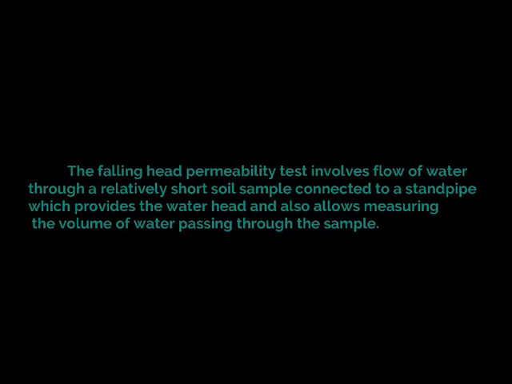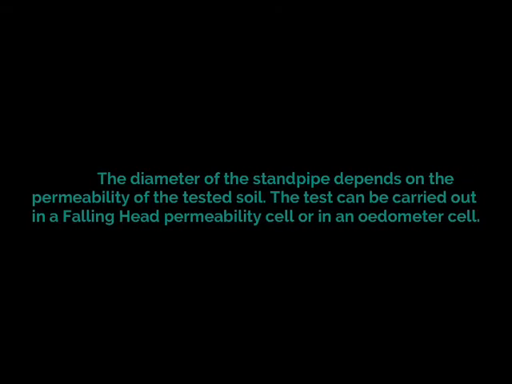Falling head permeability test involves flow of water through a relatively short soil sample connected to a standpipe which provides the water head and also measures the volume of water passing through the sample. The diameter of the standpipe depends on the permeability of the test soil. The test can be carried out in a falling head permeability cell or in an oedometer cell.